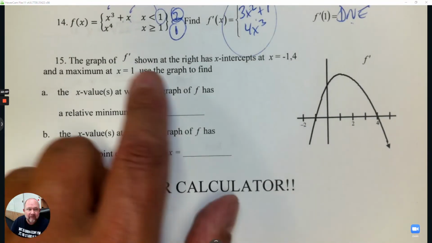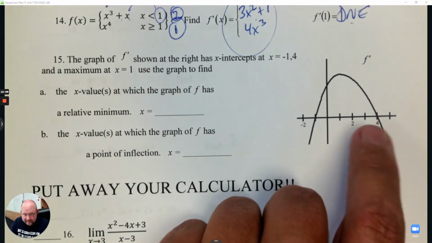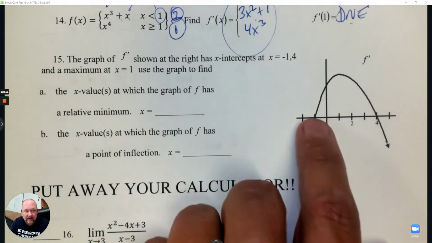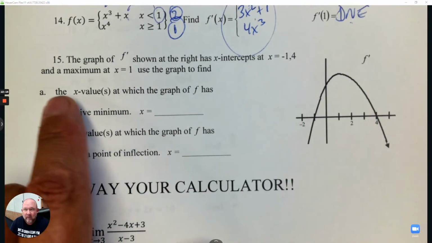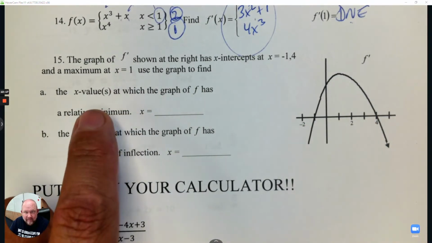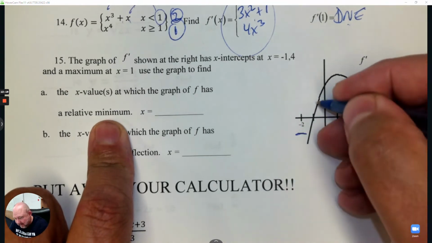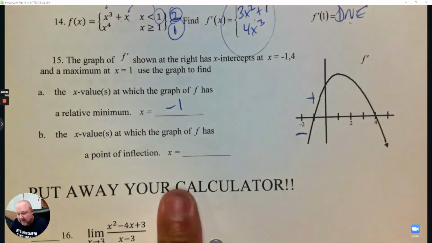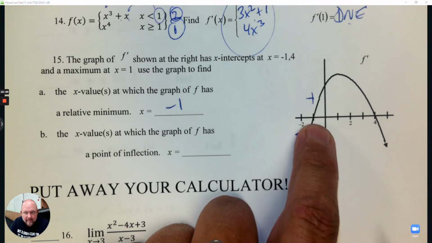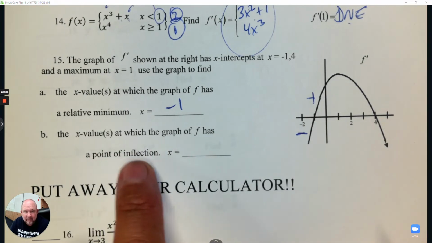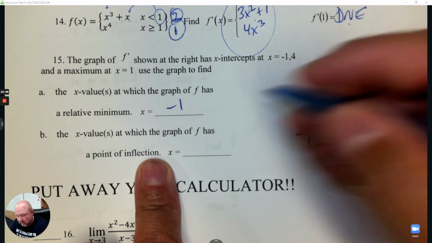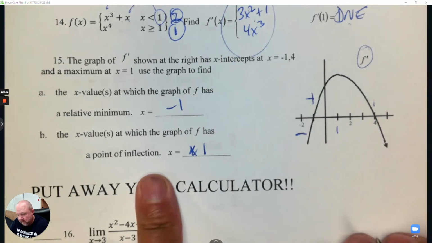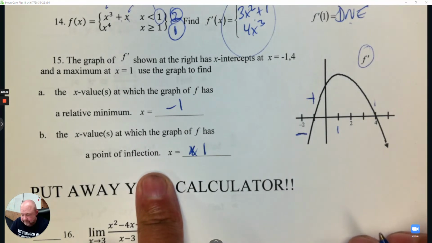All right, the graph of the derivative shown here on the right. We have intercepts at -1 and 4, and a maximum at 1. At what x values do we have a relative minimum? So that's when we go from a negative to a positive. So at -1 is a minimum. At what values do we have a point of inflection? So that's the turning point for the derivative. So that's at 1. Oops. Do we have a point of inflection?